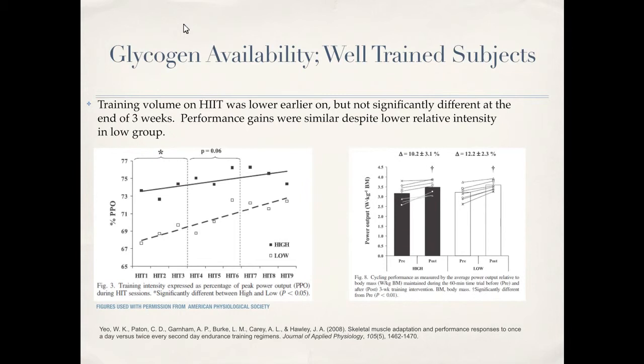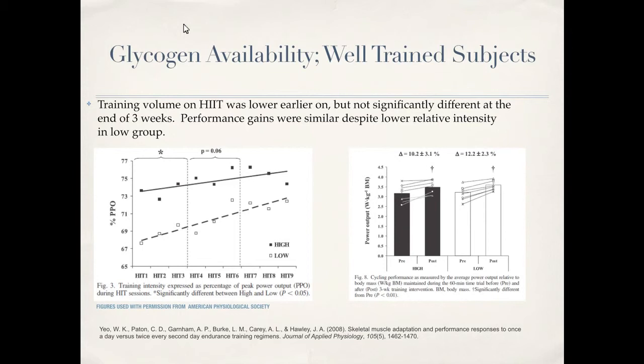Now, what I want you to notice, this is very interesting. What we're looking at is the percentage of peak power individuals were able to maintain when they did the high-intensity training. Remember, the low carbohydrate group, which is the open squares, completed their high-intensity training 2 hours after the long, low-intensity bout. Notice that their work output is much less than the high carbohydrate group.